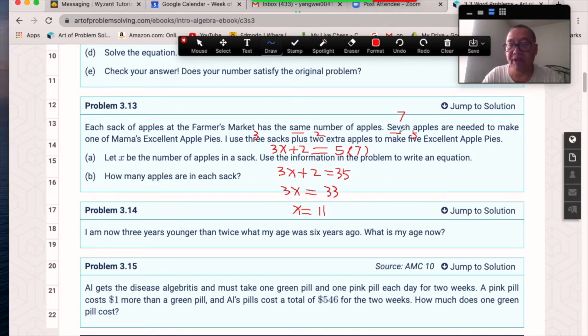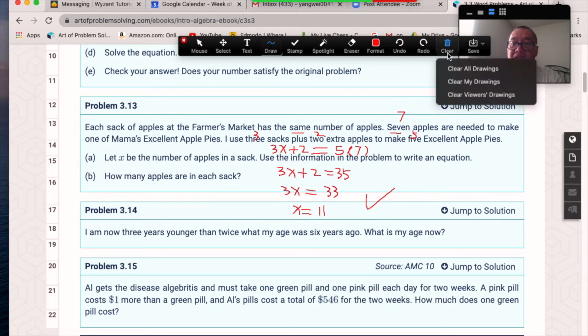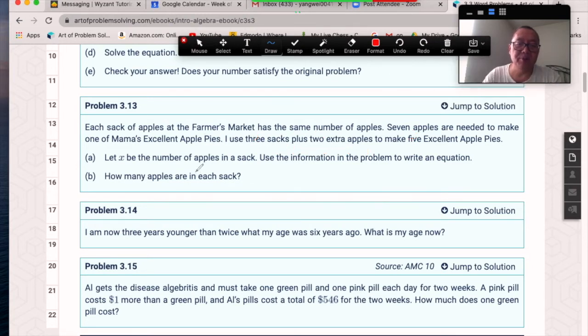You can start from here. 7 apples are needed to make one of Mama's excellent apple pies. I used 3 sacks plus 2 extra apples to make 5 excellent apple pies. That's 35. Each sack, that's 11. 3 times 11 plus 2 equals 35. That means what we did is right. Okay, so now let's go to the next problem.